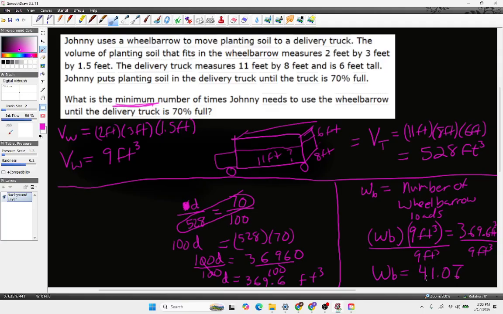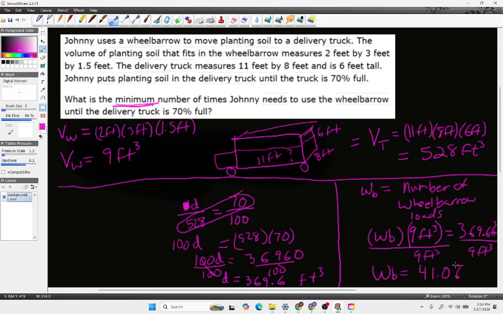Well, if I did 41 wheelbarrow loads, that would not exactly reach 70%. And so we would need to bump that up and jump it up to 42 wheelbarrow loads, which will be more than 70%. But in these problems where they're asking you what is the minimum number of times, we're not going to stop short of 70, okay? It's based on how the problem is phrasing it, okay? So the minimum number of times until it's 70%, if it's 41 loads, that's not going to reach 70%. We would have to go up to 42 loads, okay?